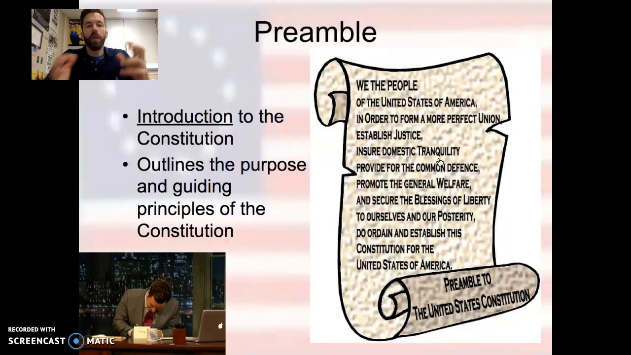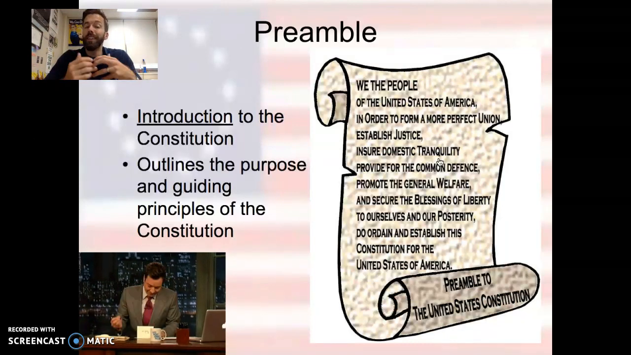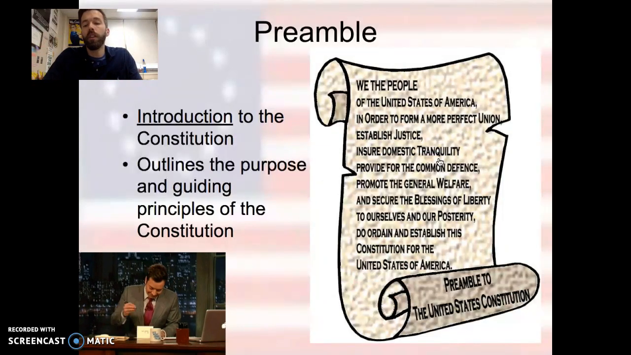Now remember, we had the Articles of Confederation. That did not work very well. So they're really trying to set this framework, which has been around for 230 years. So it's pretty solid. Okay, so the preamble sets out the purpose of the Constitution.